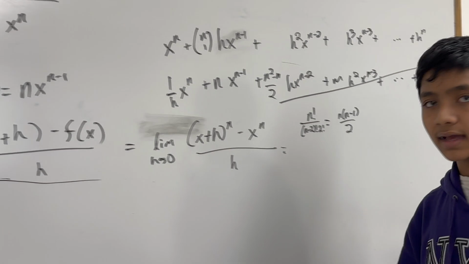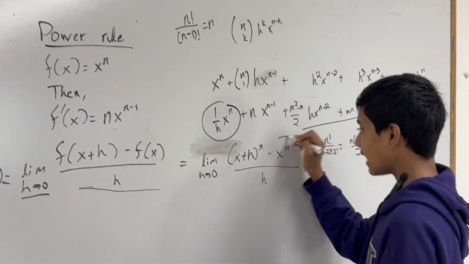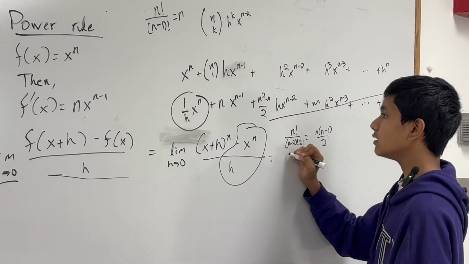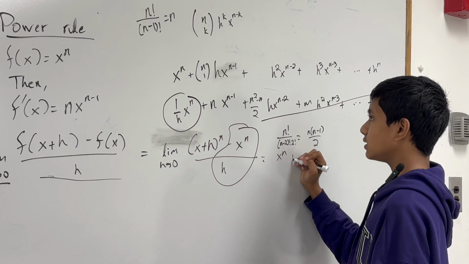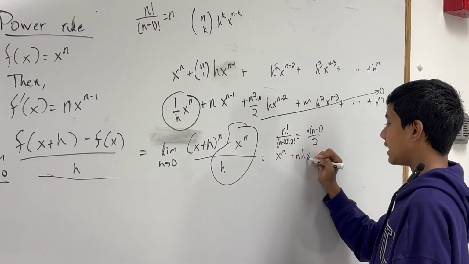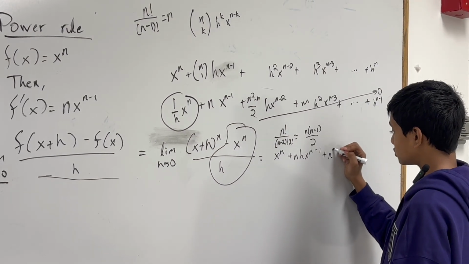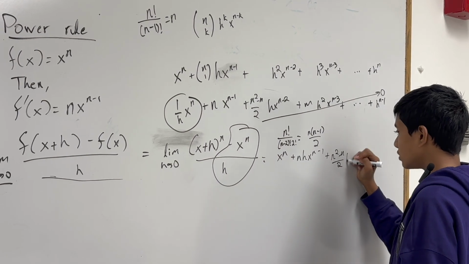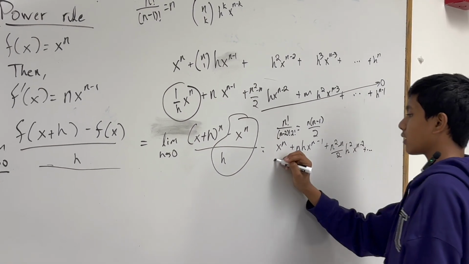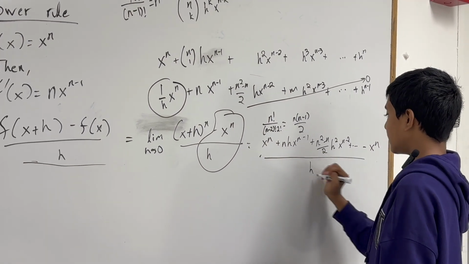Now I hear you saying, well, what about this term in the front? Well, here's the lucky thing. That gets canceled out by this, which means that at the end of the day, we have x to the n plus n h x to the n minus 1 plus (n squared minus n) over 2 h squared x to the n minus 2 plus dot dot dot, minus x to the n, all divided by h.